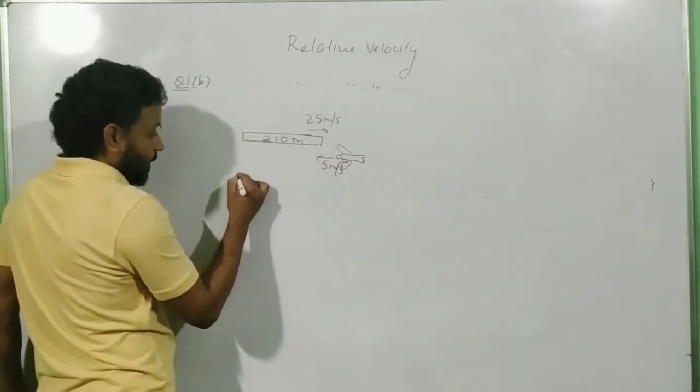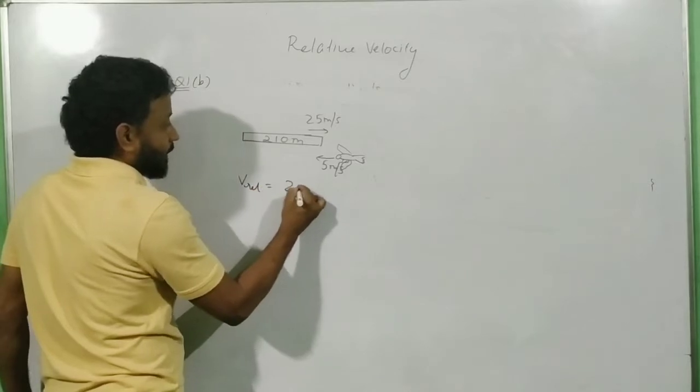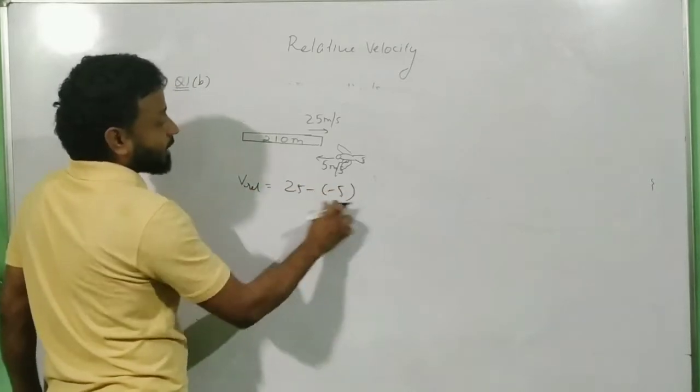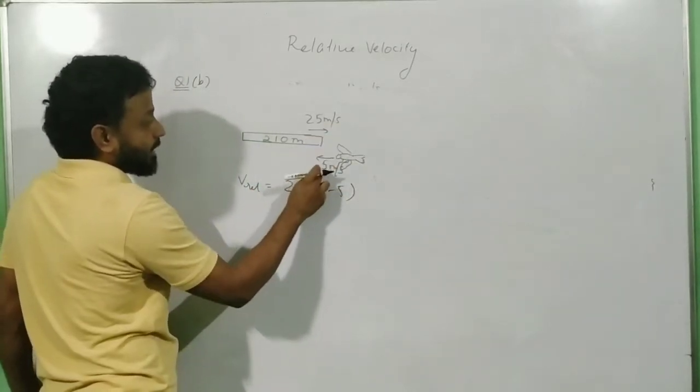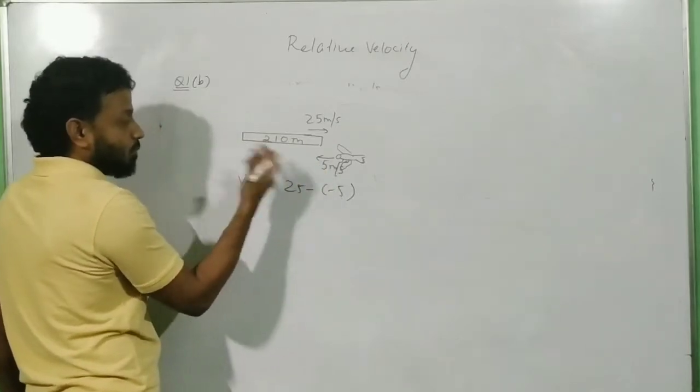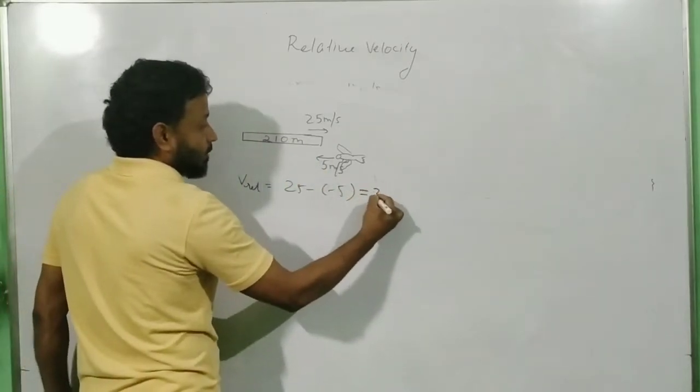So relative velocity will be equal to 25 minus of minus 5. I am directly writing it: this minus of minus this. Why minus of minus this? Because they are in the opposite direction. So this becomes equal to how much?